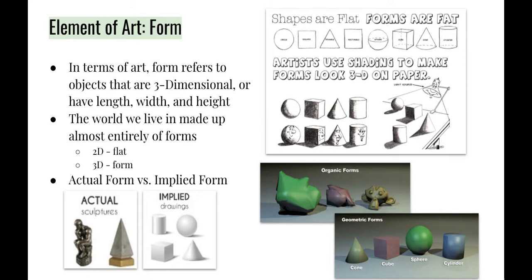There's two types of forms. There's something called actual form and implied form. Actual form is like sculptures or things that are three-dimensional. Implied form are just drawings that look three-dimensional, but they're actually flat. You can see these two differences on the bottom screen.